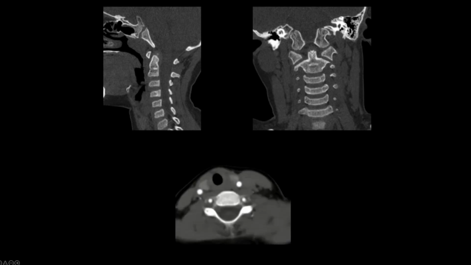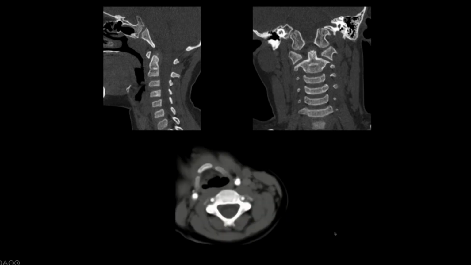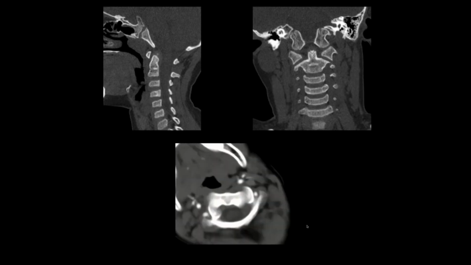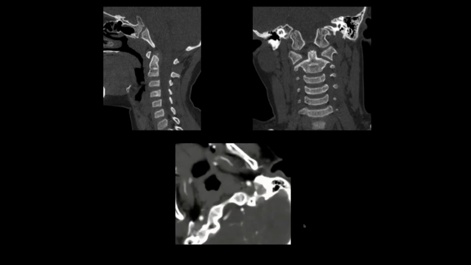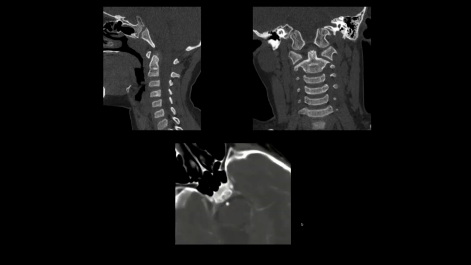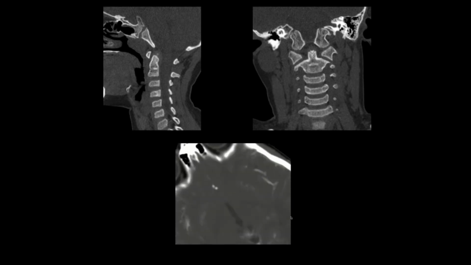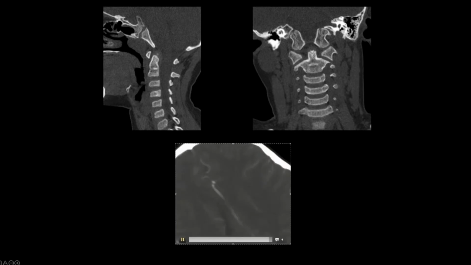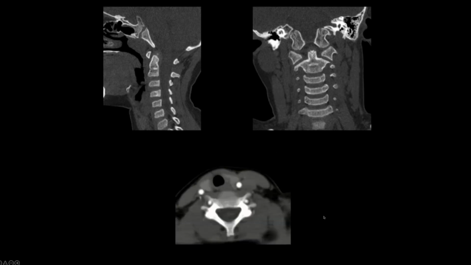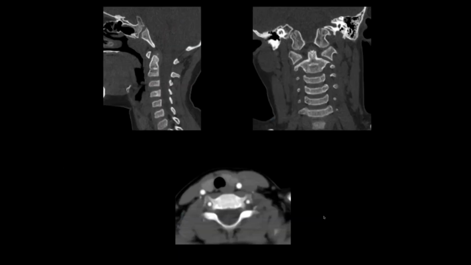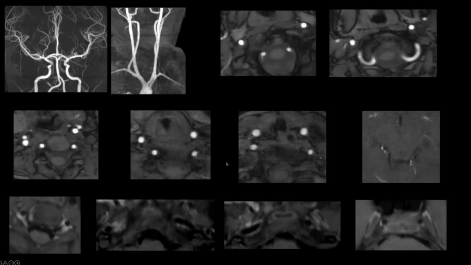The CT angio, at least the vertebral and the basilar arteries, demonstrates normal appearance. Yeah, so these are the images. Dissection, I'm not sure it can be called out based on the images at least. I don't think we had a T1 fat-sat, which can sometimes show the lumen. Can you go back to the MR? Yeah.